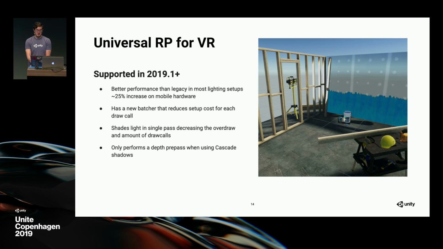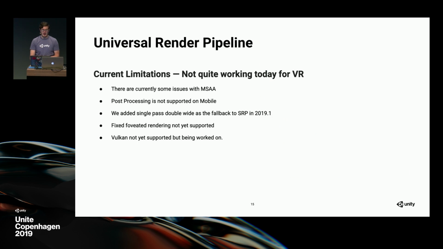Unfortunately, with the development of the Lightweight Render Pipeline and the Universal Render Pipeline, there are some limitations right now in virtual reality, especially on the mobile side. Right now, multi-sample anti-aliasing is not working in VR in the Universal and Lightweight Render Pipelines. Post-processing is not supported at all on mobile. I just want to point these out to inform you of the current state. Of course, these are things we're working on and working to improve, to have full support as the Universal Render Pipeline evolves.